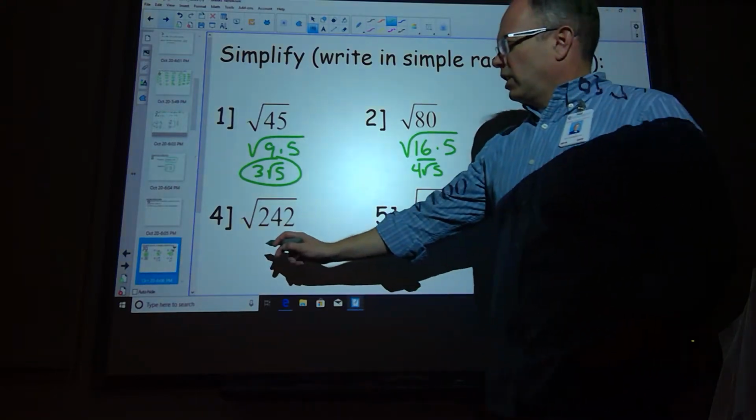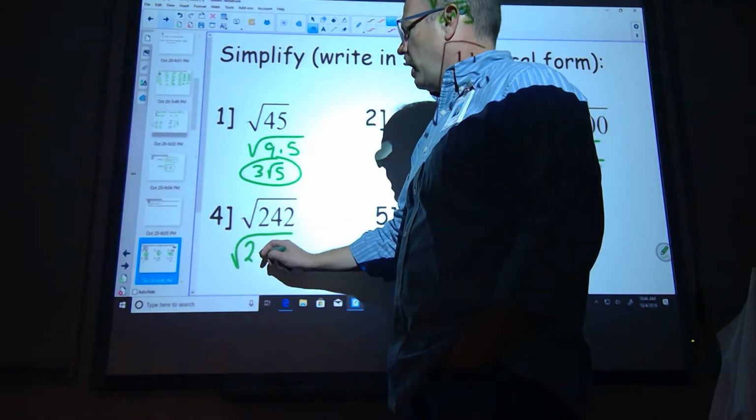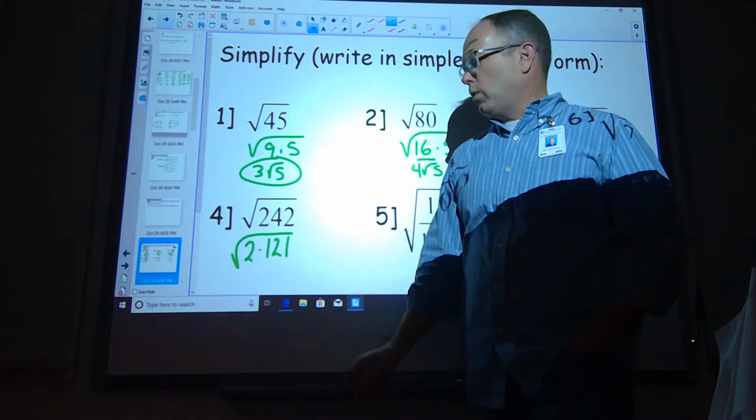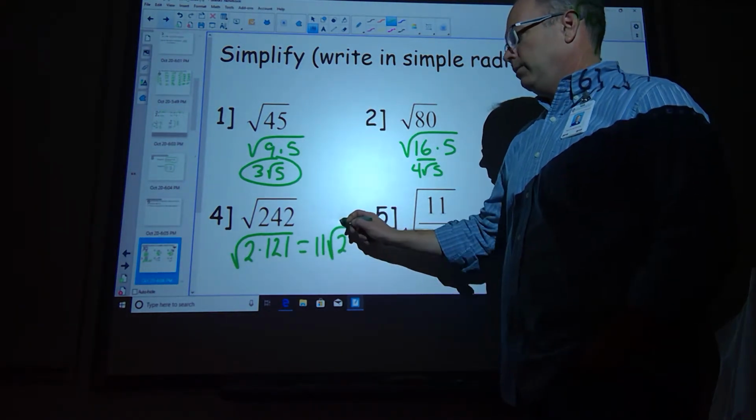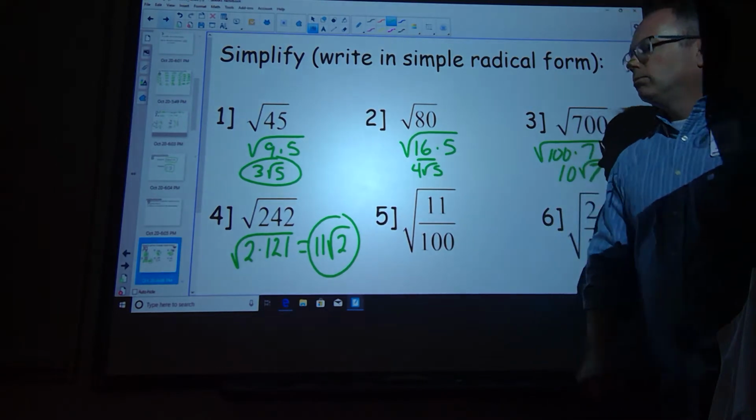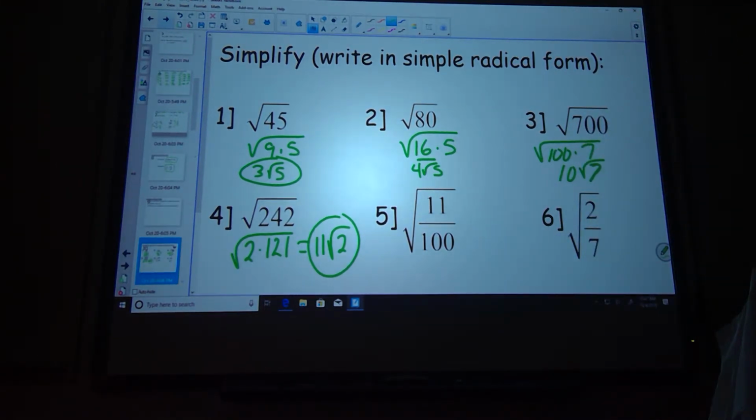242. This is going to break down to 2 times 121. Square root of 121 is 11. 22. Wait. Yeah, my bad. It's 11 root 2, not 22. So 11 square root 2, 11 root 2.